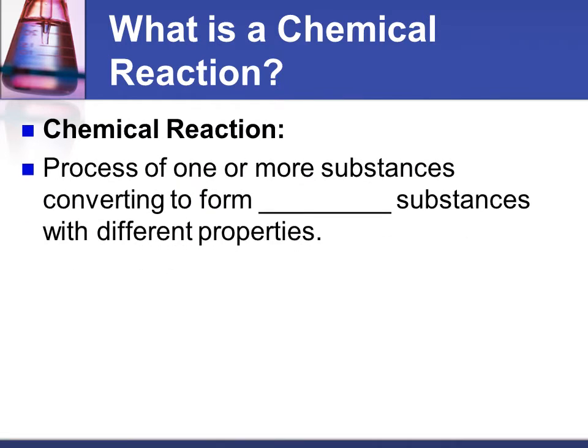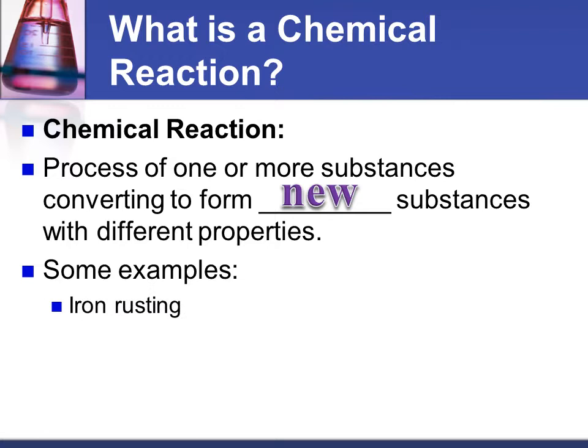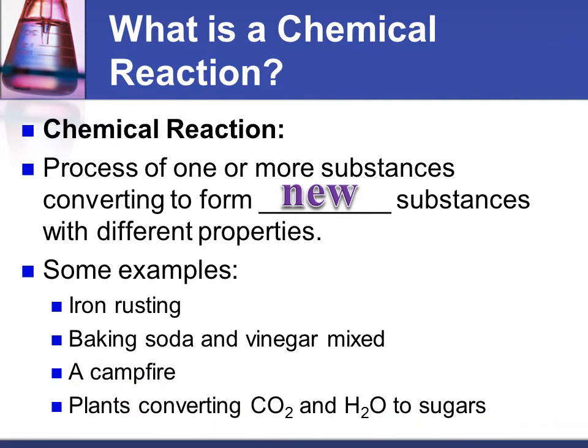Well, a chemical reaction is just the process where one or more things convert into a new thing or a new substance. And the important thing here is that it does have different properties. Okay? Some examples of these are when rusting occurs, or when we mix baking soda and vinegar, we have that fizzing action, or bonfires, or when plants are having respiration. They're making CO2 for us.